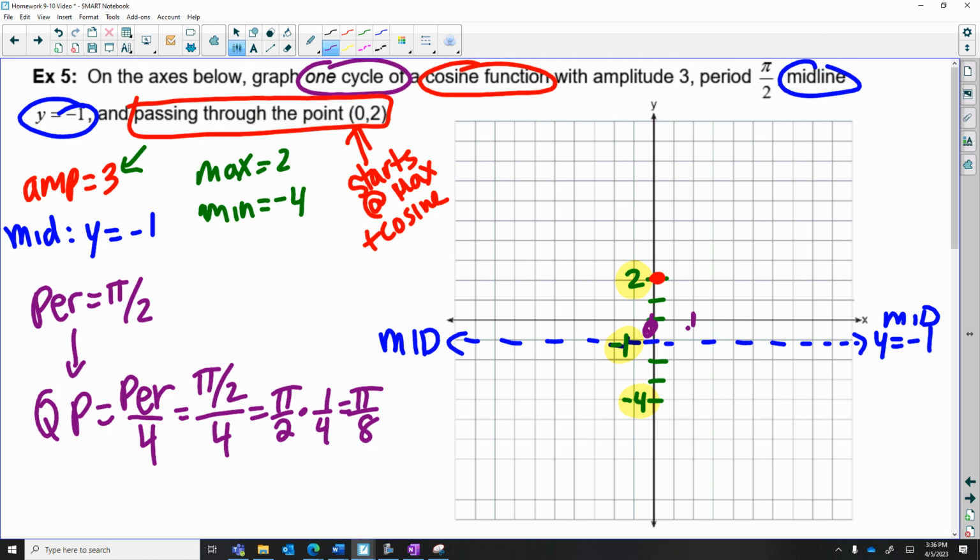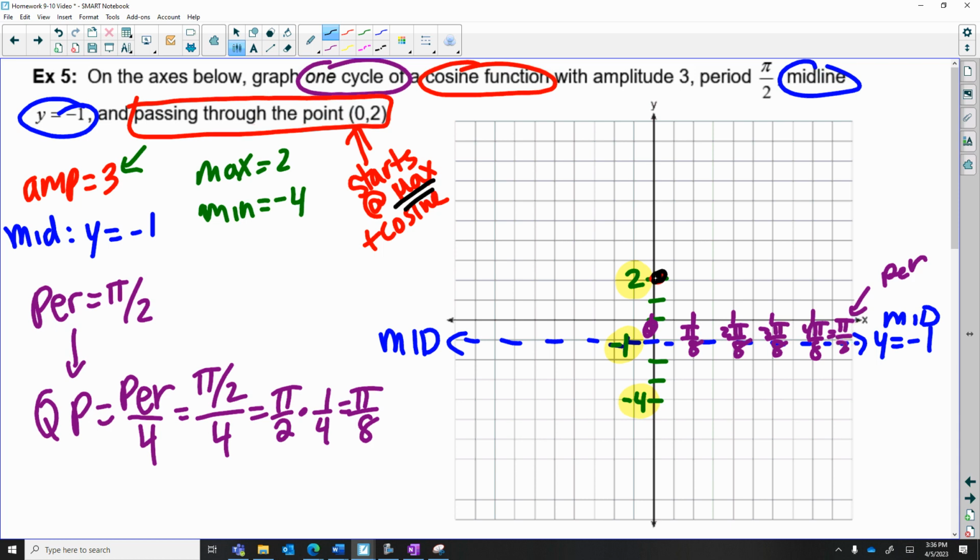So this is going to be 1 pi over 8, 2 pi over 8, 3 pi over 8, and 4 pi over 8. Remember, 4 pi over 8 reduces down to pi over 2, which is our period. Now it's a cosine curve. It's a positive cosine curve. So we're going to start at our maximum of 0, 2. So we're going to hit that first maximum.